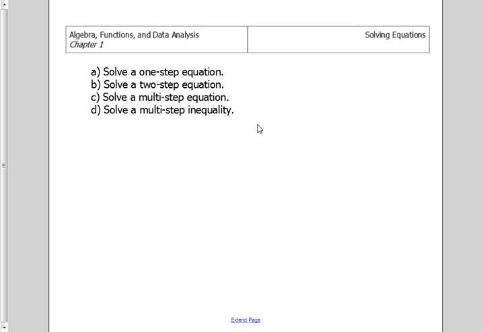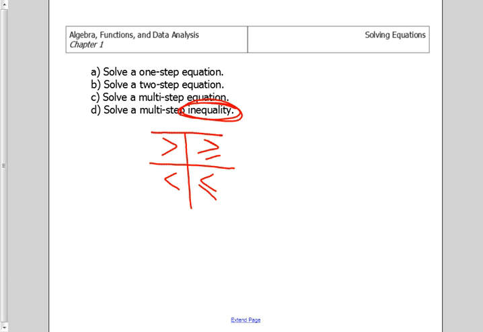Everybody, welcome back. We are on to the fourth objective in chapter 1, which is now we are going to solve multi-step inequalities. So we want to recall what an inequality is. It's not really an equal sign anymore. We're going to have a greater than, a less than, a greater than or equal to, or a less than or equal to sign. And we're going to deal with these four symbols as we solve our problems.